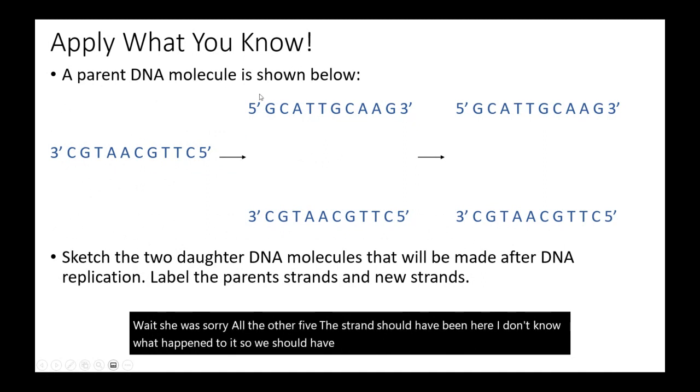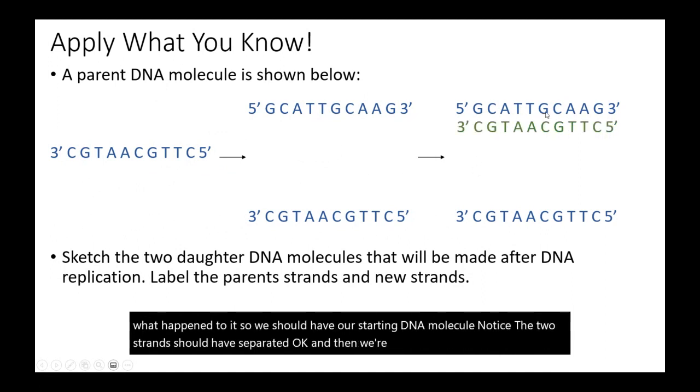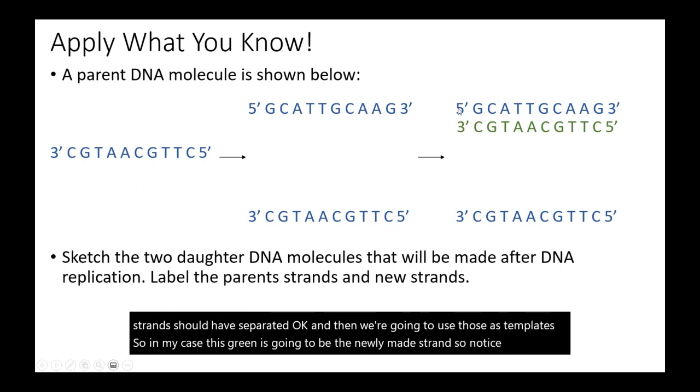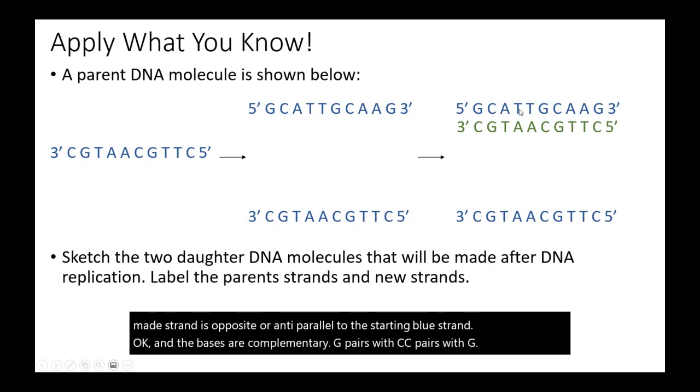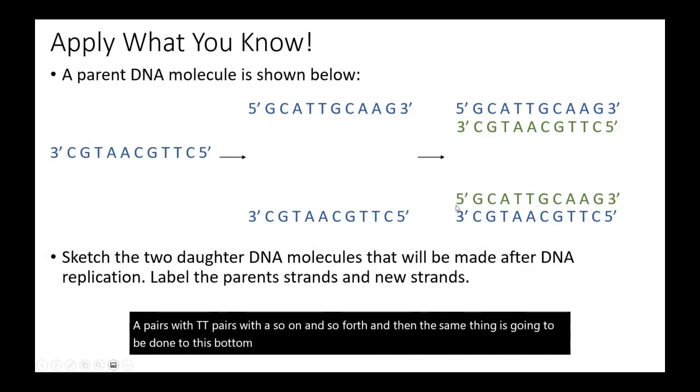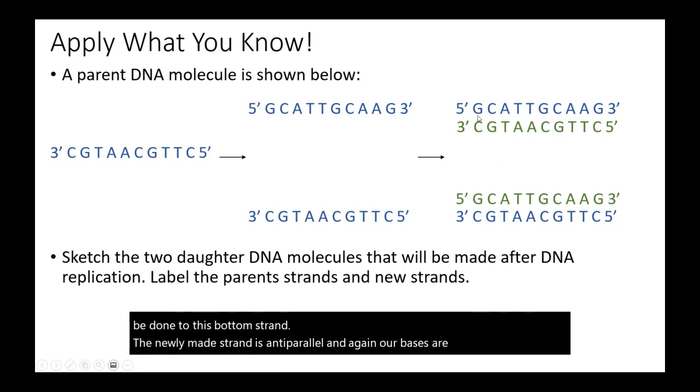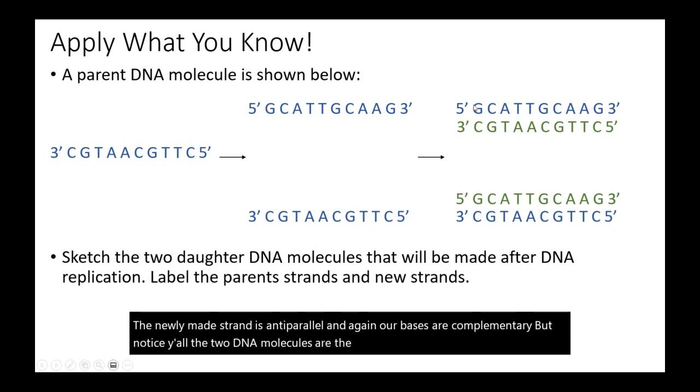So we should have our starting DNA molecule. Notice the two strands should have separated, okay? And then we're going to use those as templates. So in my case, this green is going to be the newly made strand. So notice my newly made strand is opposite or anti-parallel to the starting blue strand. Okay, and the bases are complementary. G pairs with C, C pairs with G, A pairs with T, T pairs with A, so on and so forth. And then the same thing is going to be done to this bottom strand. So notice the newly made strand is anti-parallel, and again, our bases are complementary. But notice, y'all, the two DNA molecules are the same in terms of the directionality and sequence of the top and bottom strand for each one.